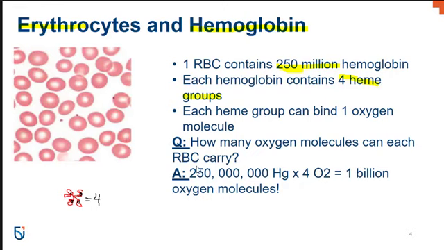So how many oxygen molecules then can each red blood cell carry? Well, each red blood cell carries 250 million hemoglobin, and each hemoglobin can carry 4 oxygen molecules, as we looked at here. Then that means that there is a total of 1 billion oxygen molecules that every single red blood cell can carry. And that, of course, sounds like a lot, and it is, but our body requires so much oxygen all the time in order to survive.